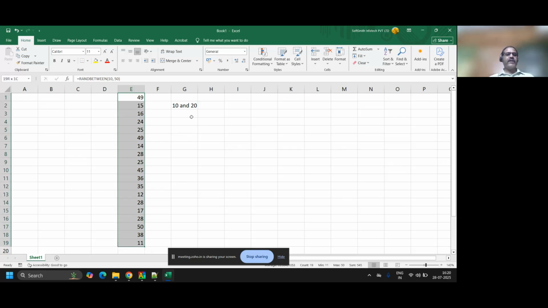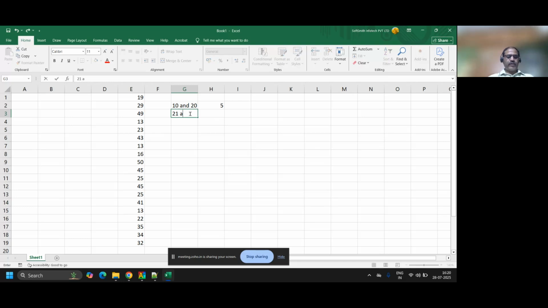Now, between 10 and 20, I want to put it into different buckets. If you choose here, manually, let me count. This is 1, 2, 3, 4, 5. 5 items are between 10 and 20. Now I would say 21 and 30. Now again I count: 1, 2, 3. 3 items are here.